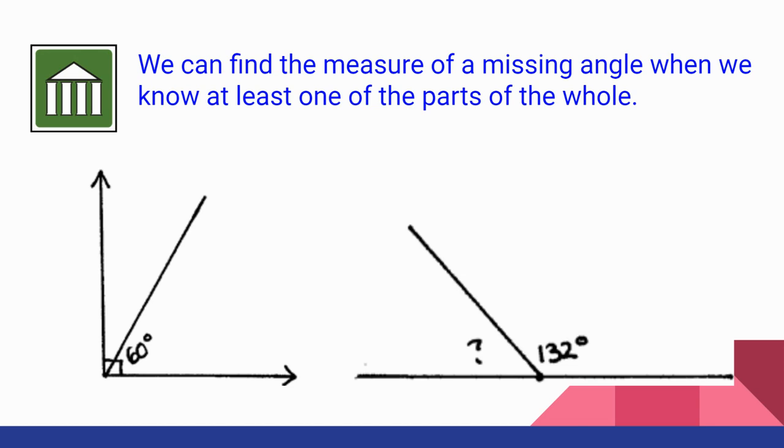So the right angle on the left, that's the problem we did earlier. We found that the missing angle was 30 degrees. Now let's do the straight angle on the right. So we see that we have a straight angle, and it's cut up into two parts. One of the angles is 132 degrees. Let's figure out what that question mark is.